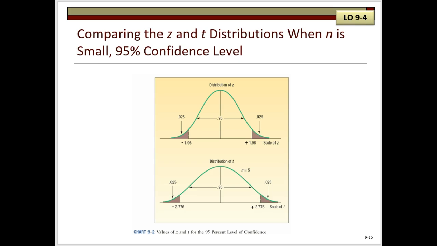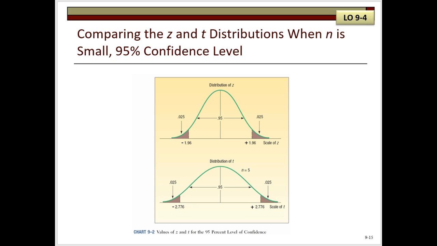We compare the z and t distributions when the sample size is small using the chart on this slide. Notice that for a given confidence level, say 95%, the value of t compared to z for a sample size of 5 is much larger. For this instance, the value of t is 2.776, while the value of z is 1.96. This illustrates that the t-distribution has a greater spread than the z-distribution for small samples. Consequently, the t-distribution will yield a larger margin of error than the z-distribution for the same level of confidence.